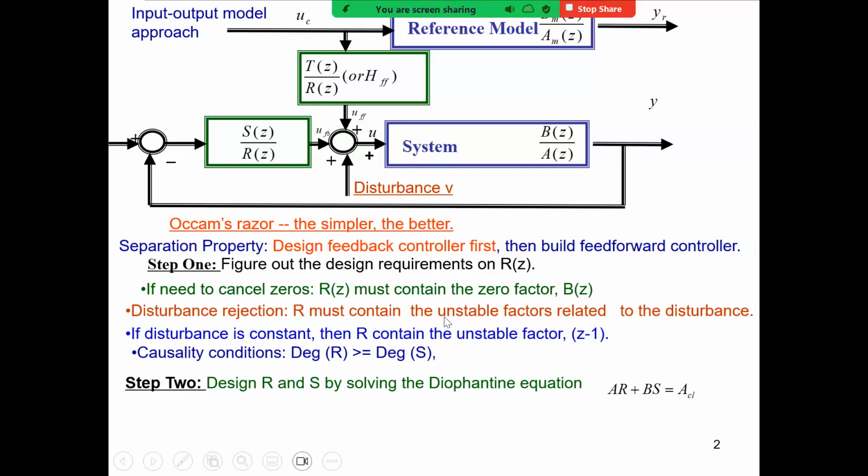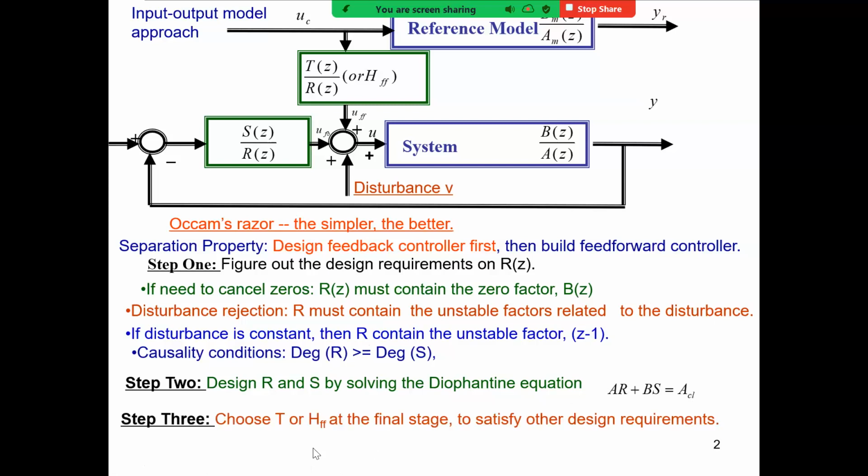Okay, therefore first you figure out what you are supposed to design for R. So what are the factors of R? And then you try to solve for R and S by solving this equation. How do you do it? You just plug in the expressions of your R and S into this equation, then you compare the coefficients of this closed loop polynomial with the desired one, right? And then you have a number of equations to solve. Okay, once you have designed your feedback controller, the final step is the feed forward. The feed forward path is always very easy.